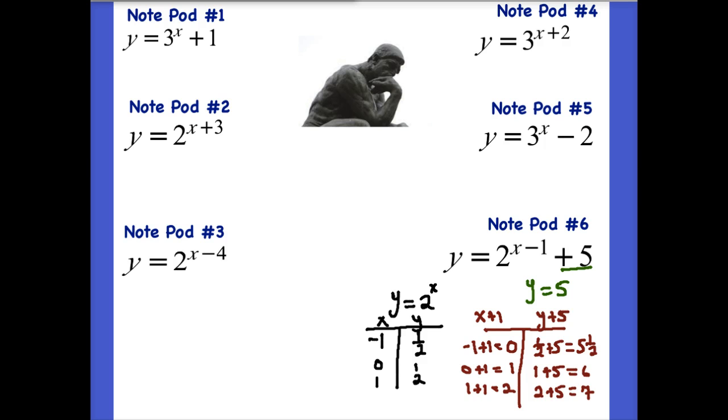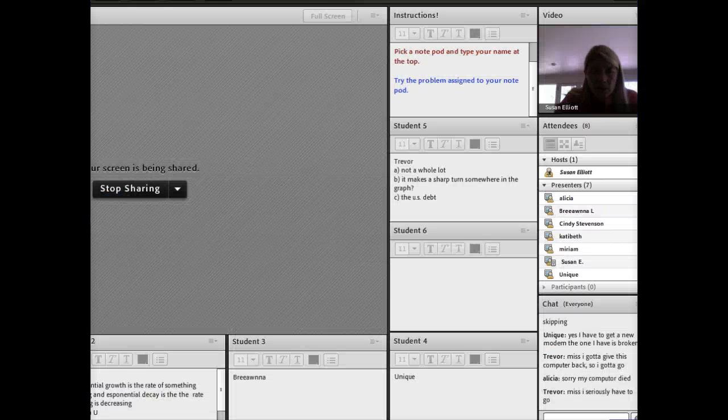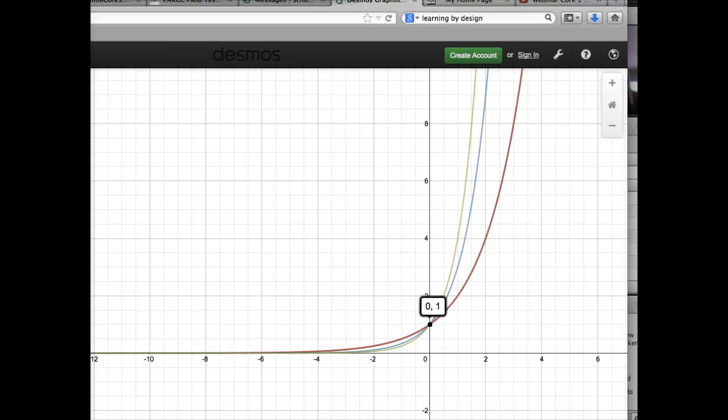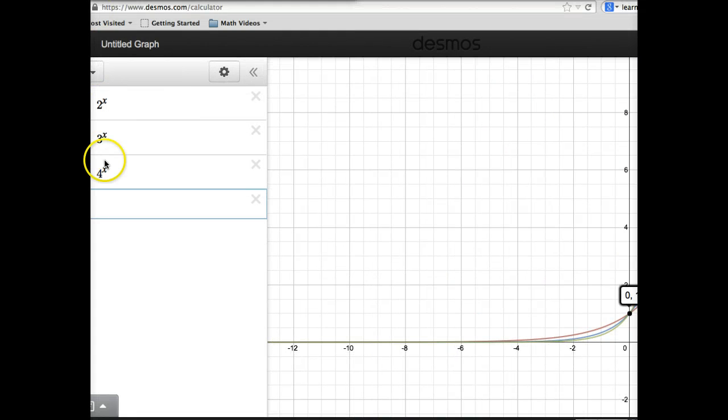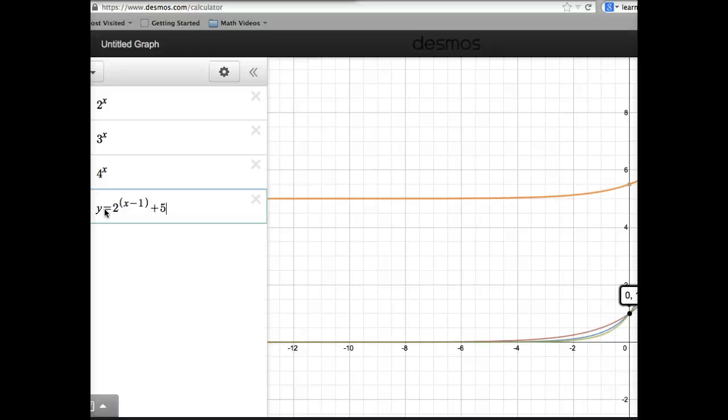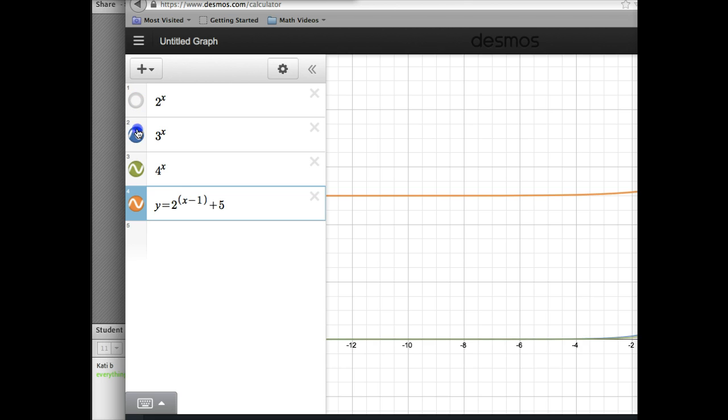Now, just to show you graphically, let's look at what this looks like. So -1 and +5. So what I'm going to do is graph it. I'm going to show you. So y equals 2 to the x -1, and then +5. So here's my graph. And I'm going to hide the other ones so we don't have all that distraction.